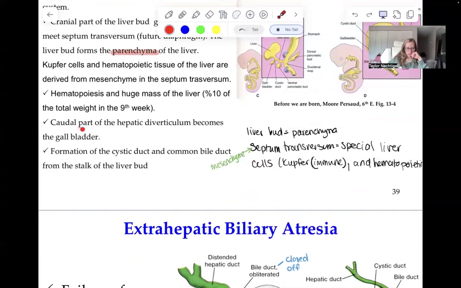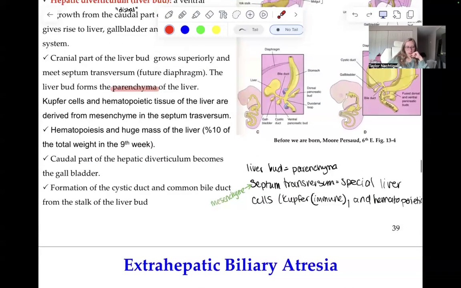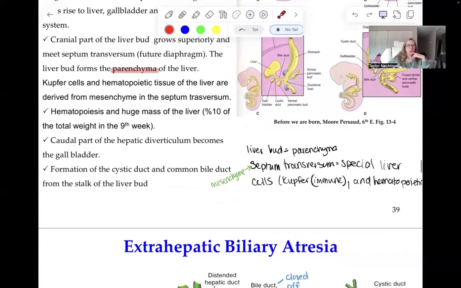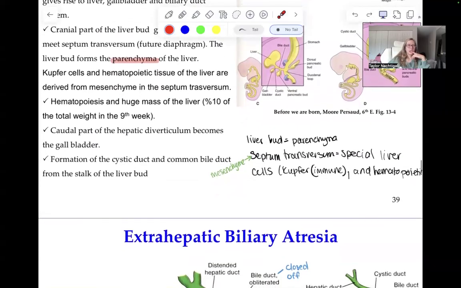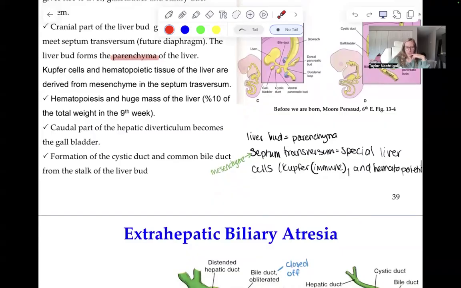The caudal part of the hepatic diverticulum is going to become the gallbladder. So the cranial part becomes the liver bud, which becomes the liver. The caudal part, the tail part, becomes the gallbladder, which we see here. This is the cranial part to the top, the caudal part to the bottom, gallbladder. The stalk of the liver bud is going to form the cystic duct and the common bile duct.